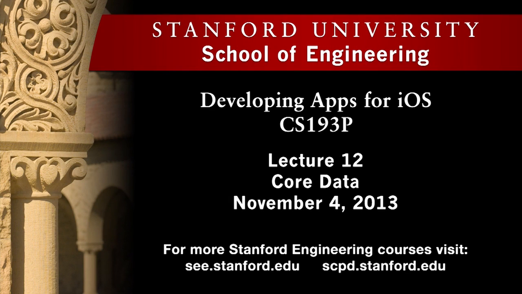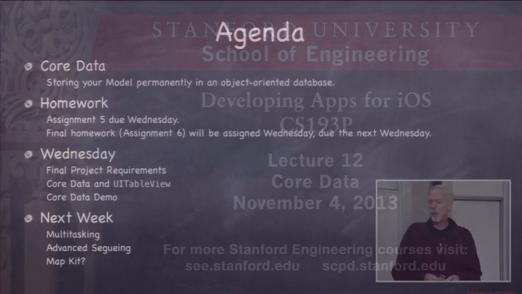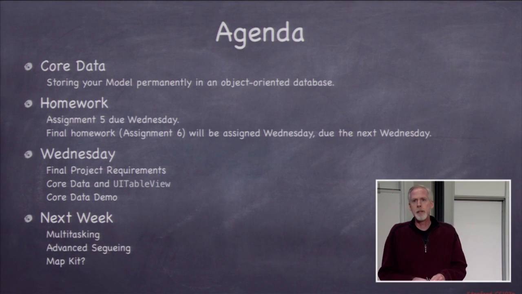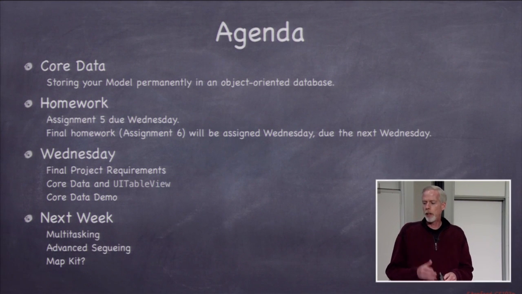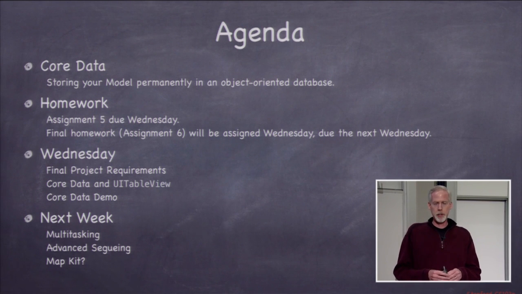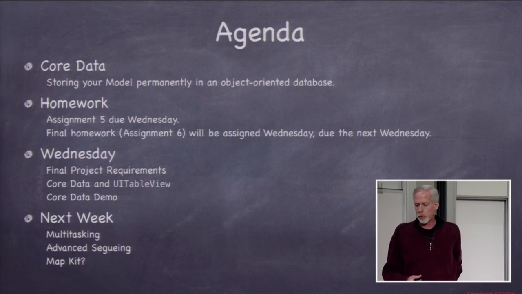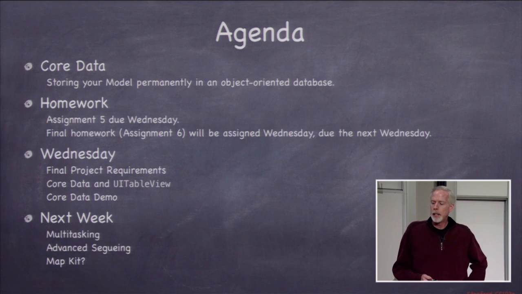Okay, well, welcome to CS 193P, Lecture 12 of Fall 2013 and 14. And today we have one topic only, which is Core Data. And as someone was asking earlier, assignment 5 is due on Wednesday, and then your last assignment, assignment 6, will go out then and be due a week later.